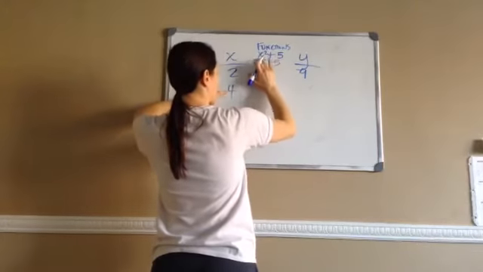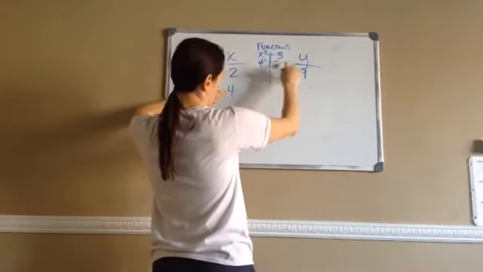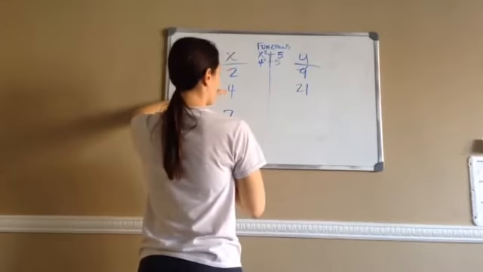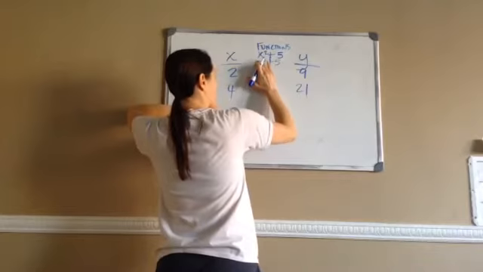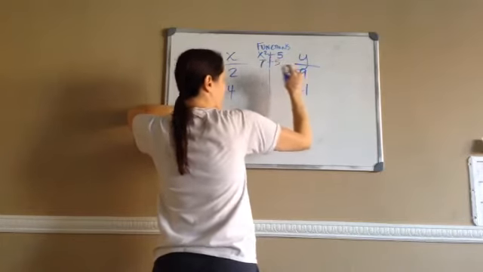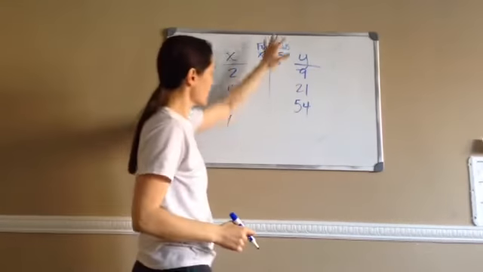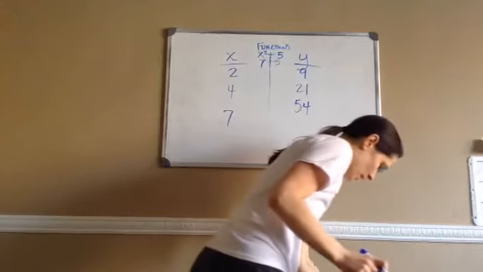If x is 4, 4 times 4 is 16, 16 plus 5 is 21. Okay? If x is 4, y is 21. If x is 7, then y is 54. You see how that works? This is a function. Now, they're going to get harder, okay?